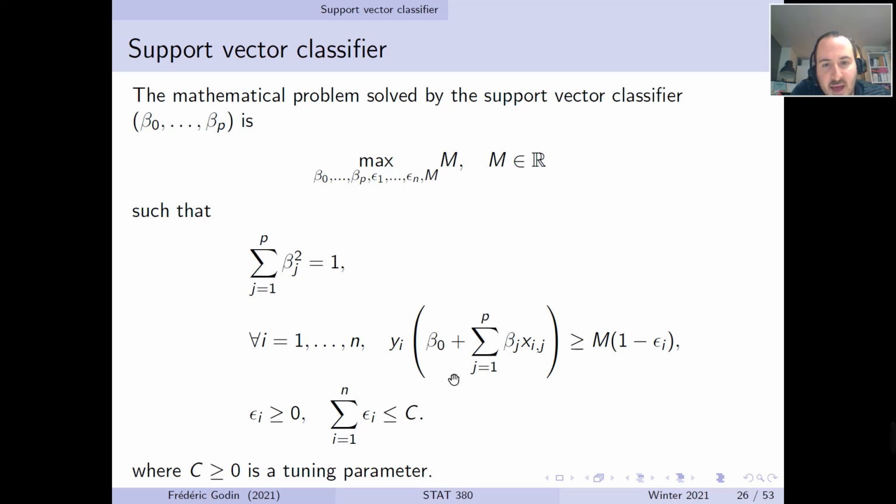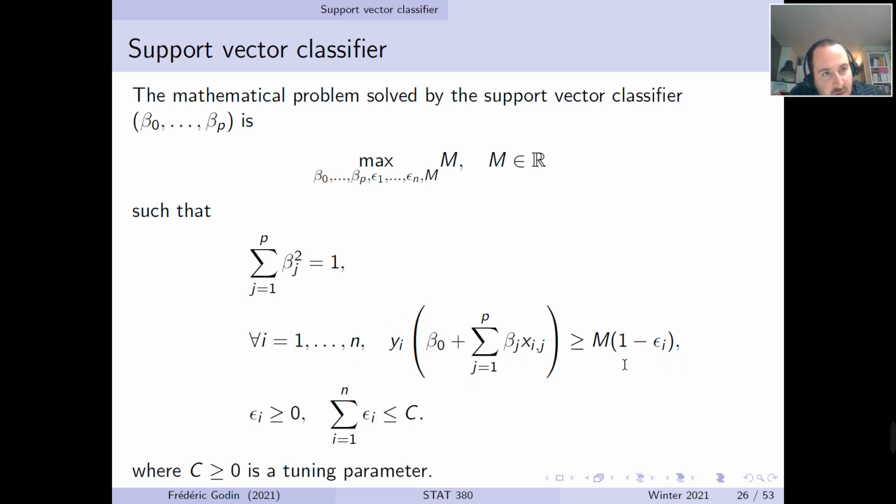Okay, so we said that this quantity represents the distance between a point and the hyperplane. And here, when we multiply by yi, this quantity, if we had a separating hyperplane, had to be always greater or equal to 0. And if we wanted to impose that the distance was at least m, then this quantity needed to be greater or equal to m.